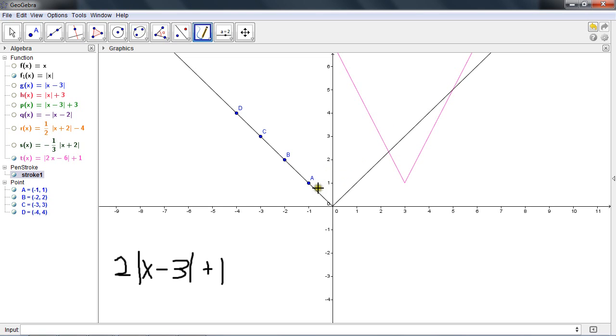Notice it is much steeper than it was for the original parent because the slope has changed. This has a slope of 2. This only had a slope of 1.